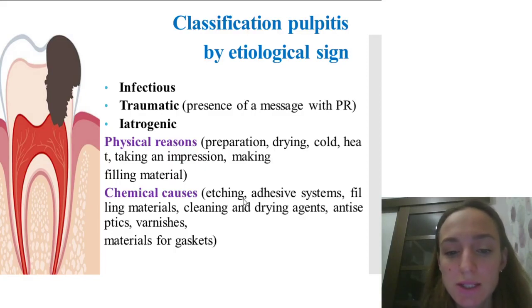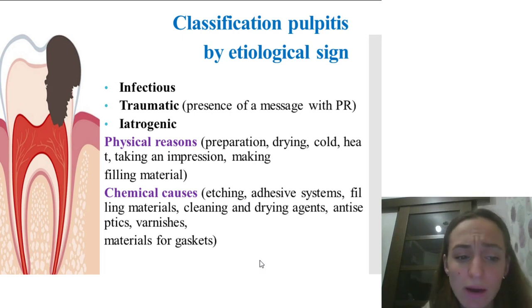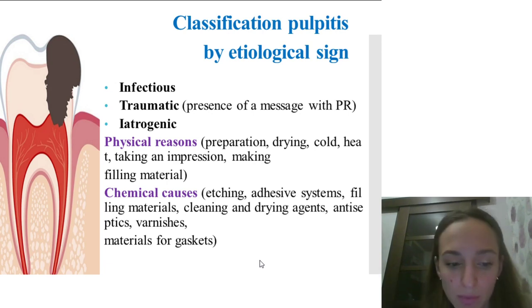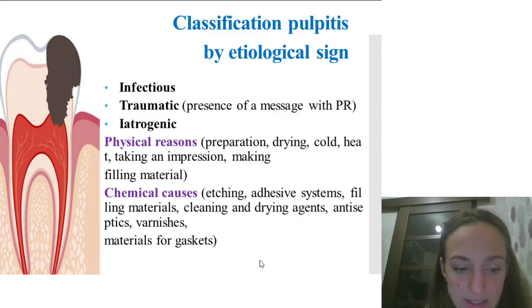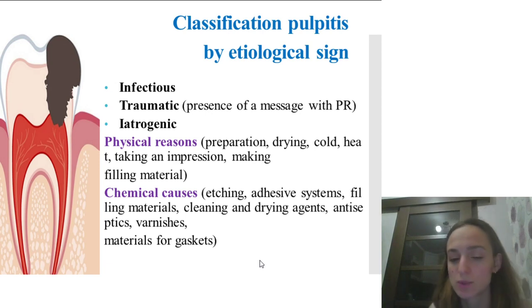Then pulpitis in deciduous teeth and classification. You should know that we have acute pulpitis: acute serous diffuse pulpitis, acute purulent pulpitis, acute traumatic pulpitis. Then the second group, it is chronic pulpitis: chronic fibrous, chronic hypertrophic, chronic gangrenous pulpitis.